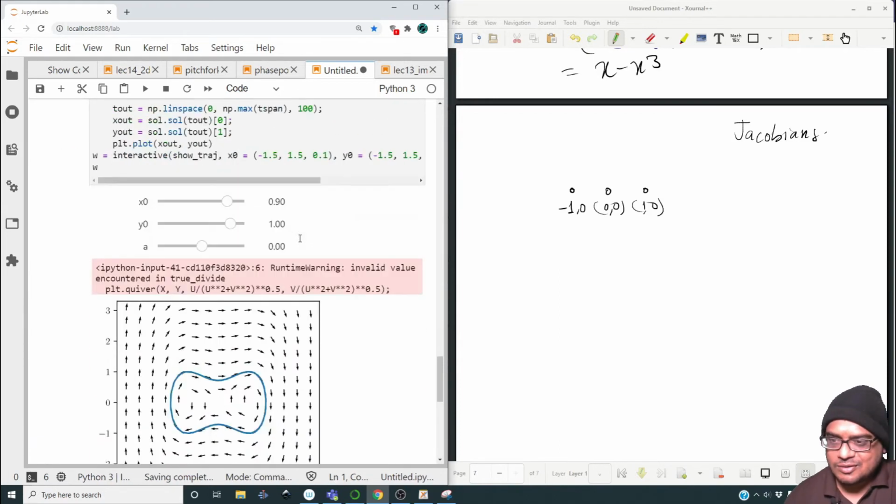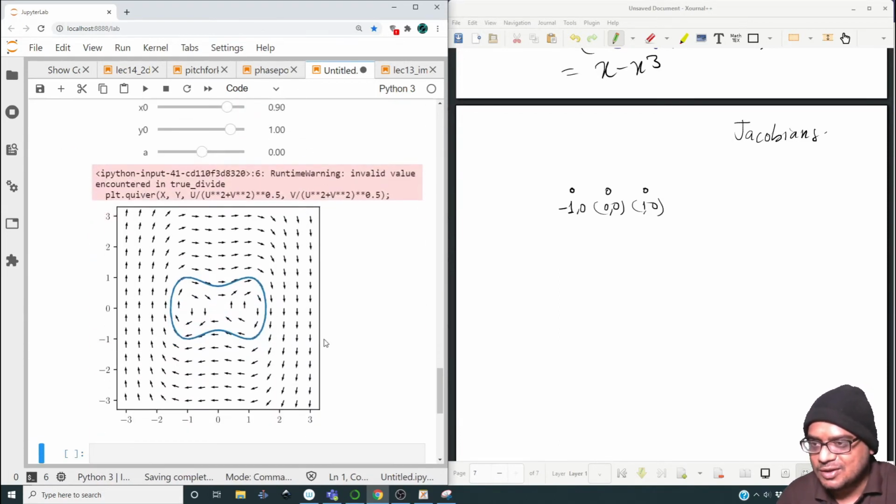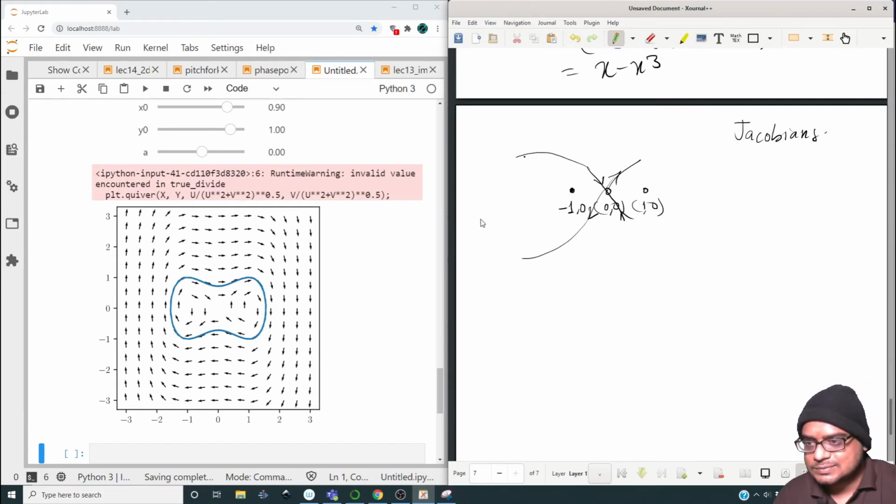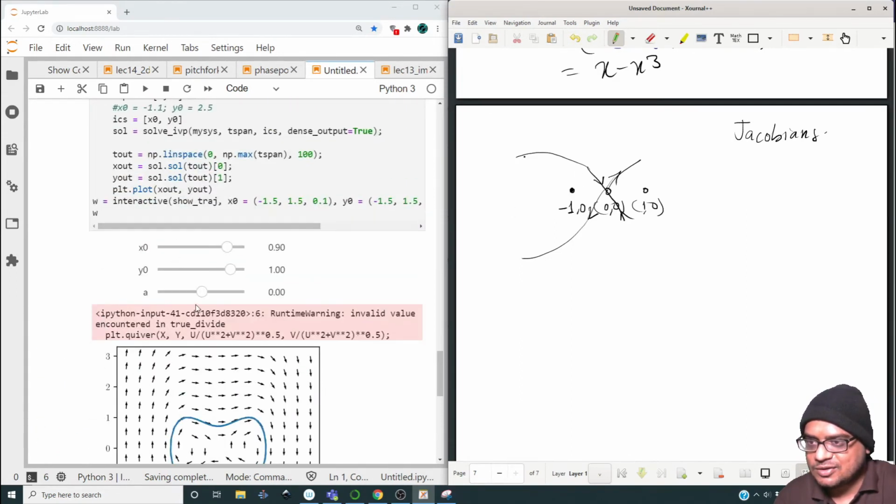Oftentimes it all depends on how you can interpret the equations. Okay, so it's something like this at the origin. So you have something like this and this, and something like this and this. Okay, so you have this at this point. We can change this and see.